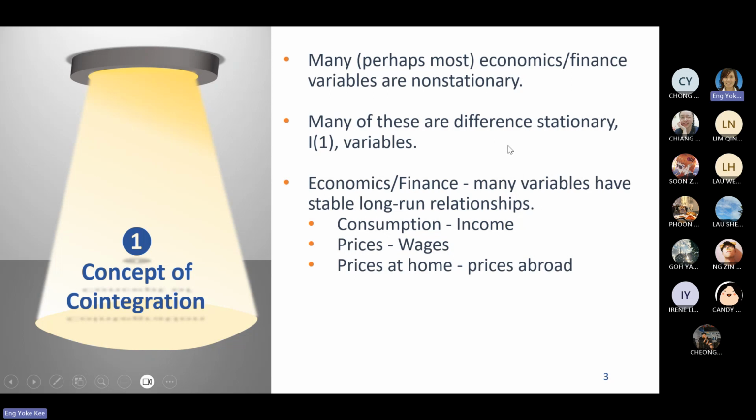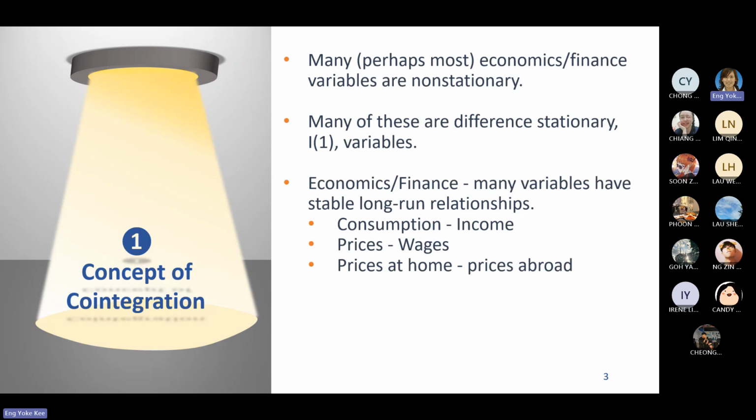In economics and finance, most of the time when you talk about the theory, you deal a lot with a stable long-run relationship between a set of variables. For example, if you talk about the consumption function, we believe that in the long run, how much you spend depends on your income. Price in the goods market depends heavily on your salary or wages. And then there is a long-run relationship between price in the local market and price in the overseas market. So this is the law of one price or purchasing power parity. Those are what we call theories, which help you to understand the real world.